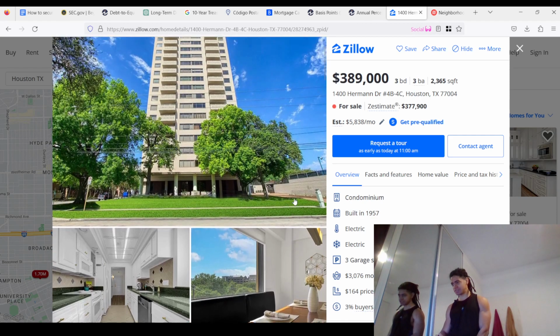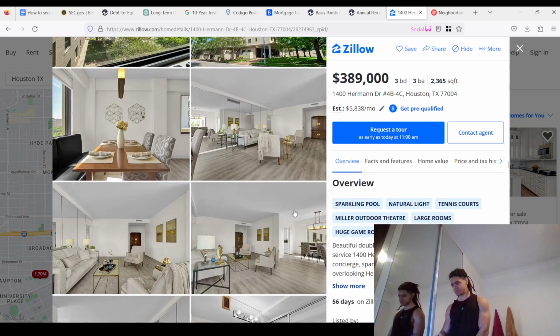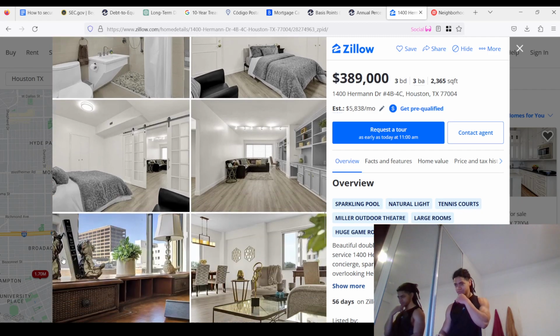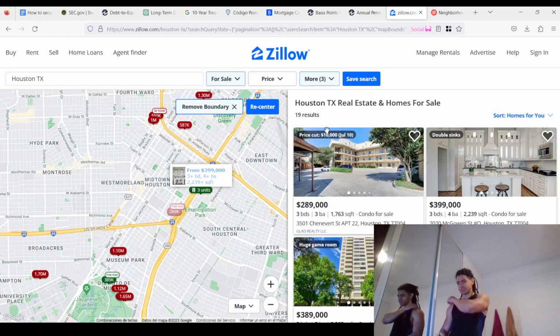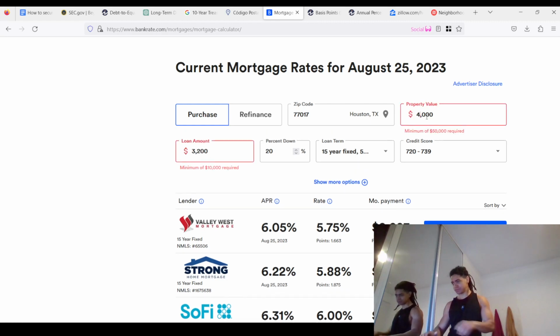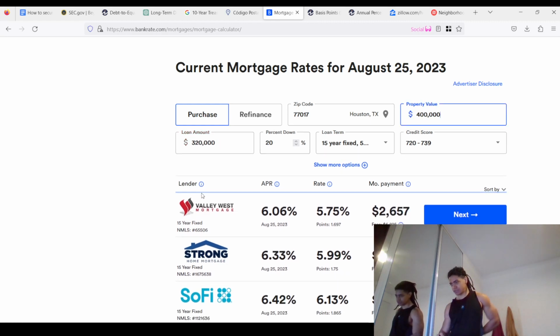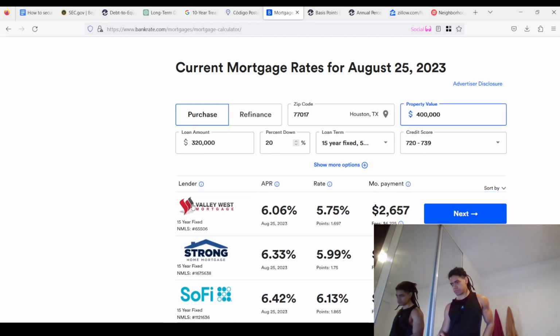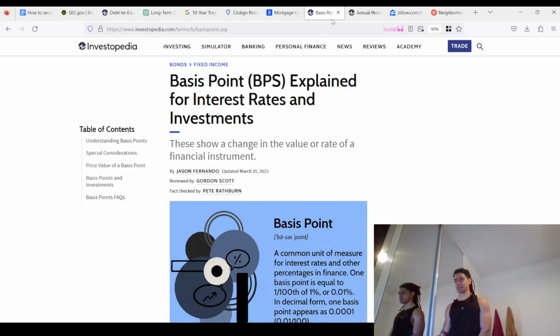Holy hell. 3 bedroom, 3 bathroom. Yeah. Holy shit. Okay. Almost 400,000. It actually doesn't change too much, you know? The monthly payment for that. Holy moly.